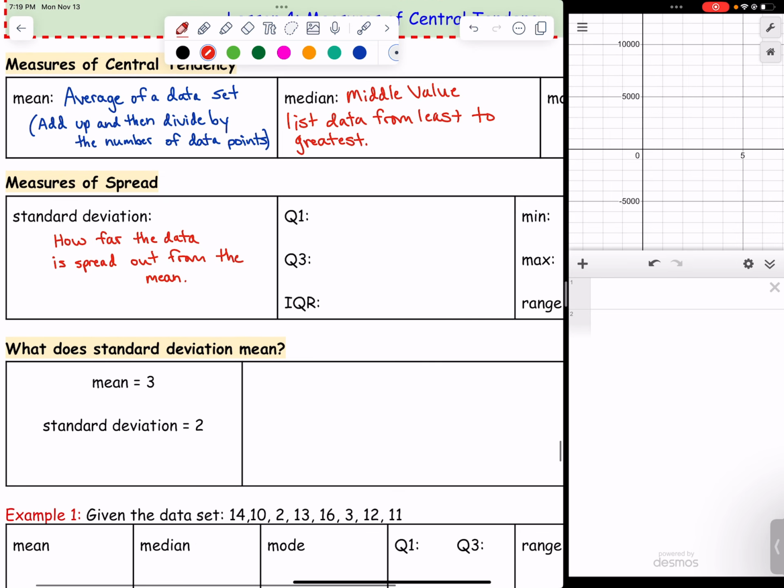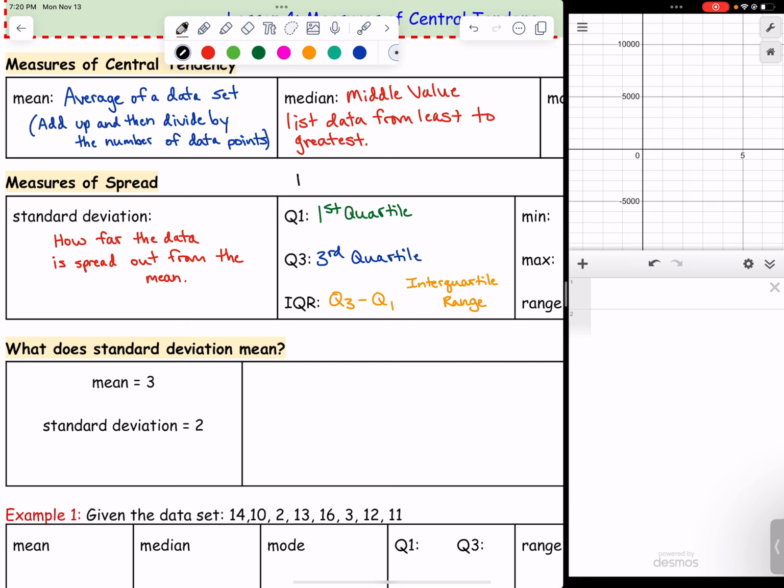Q1 is considered the first quartile. Q3 is the third quartile. And IQR is Q3 minus Q1. And the letters IQR stand for interquartile range, is what that means. That is when you have a box and whisker plot.